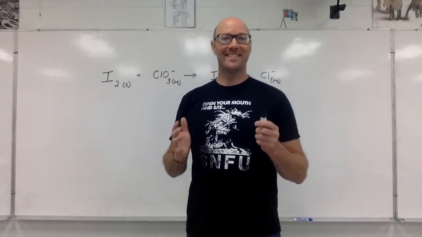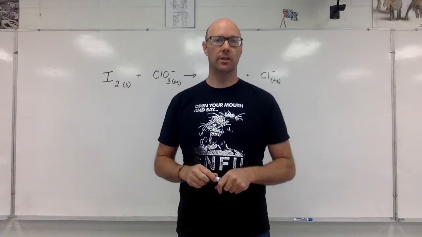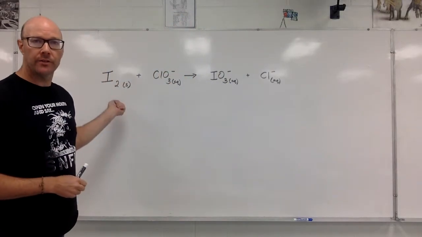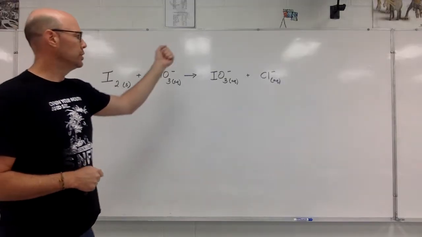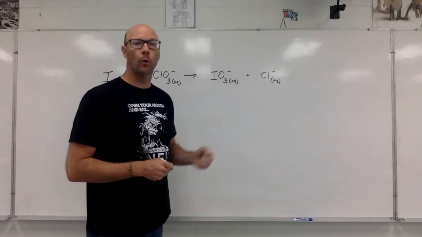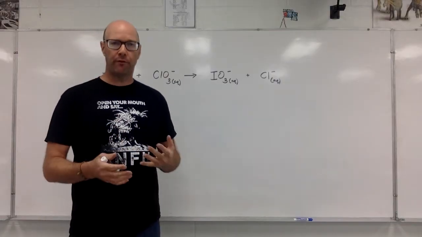Hi everyone, this is an example of balancing an equation using oxidation numbers. Here I have an unbalanced equation: iodine solid reacting with a ClO3 negative ion to produce an IO3 negative iodate ion and a chloride ion. To balance this equation, I have these steps to follow.